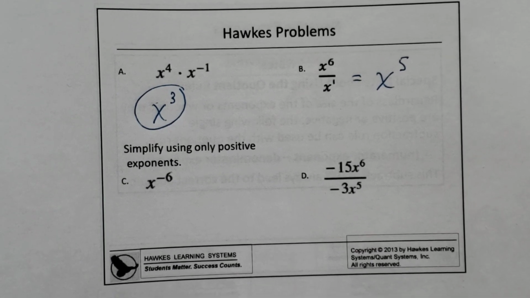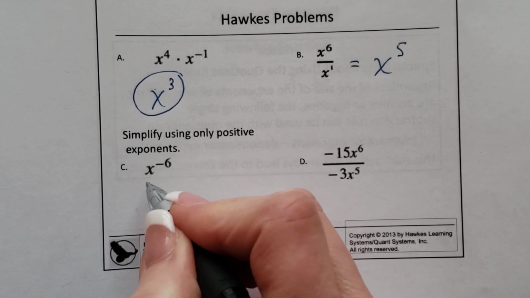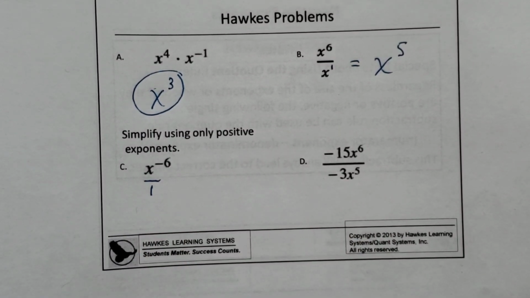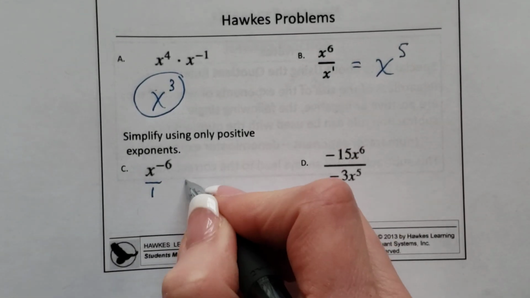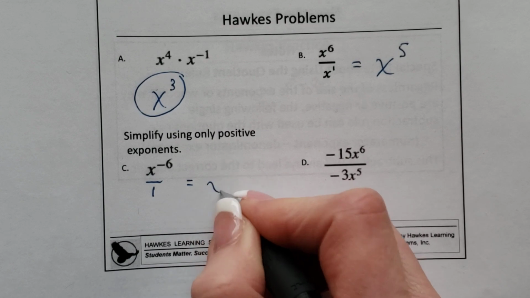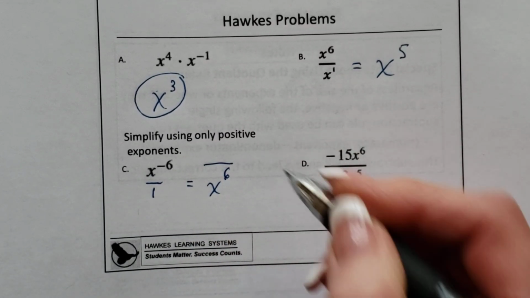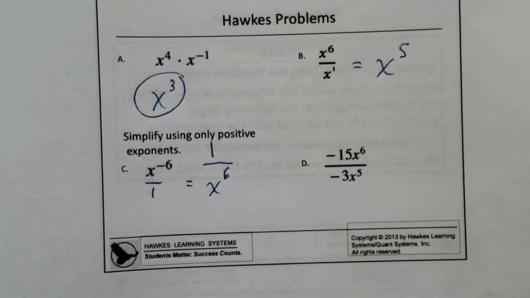Letter C says simplify using only positive exponents. So right now that's written so that the x is in the numerator. So in order to make my exponent positive, I'm going to flip it over the line. So I'm going to flip it down to the denominator. I can't have a blank on top, so I have to put a 1 there. So it's 1 over x to the sixth.